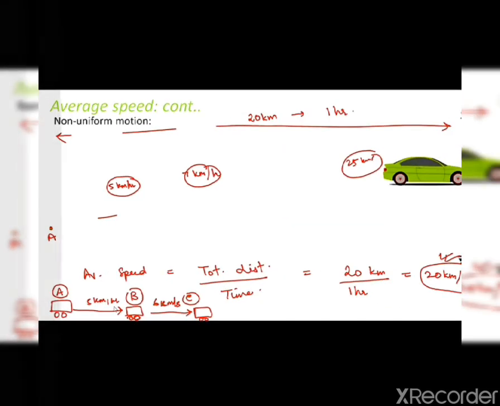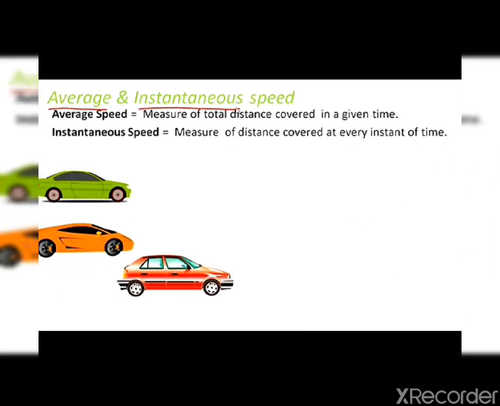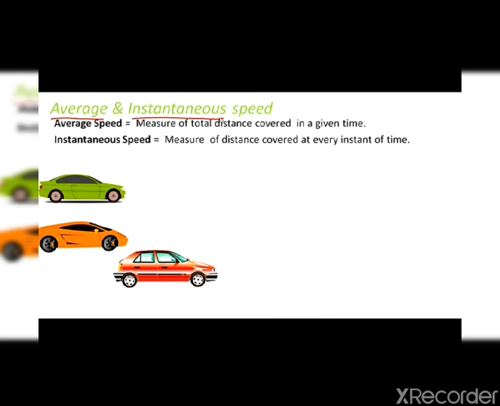Now let's talk about average and instantaneous speed. Now you understood why we need two different terms for speed. One is average speed and the other is instantaneous speed. Because in case of non-uniform motion, your speed keeps changing with every instant of time. So average speed is the measure of total distance covered in a given time, and instantaneous speed is the measure of distance covered at every instant of time.